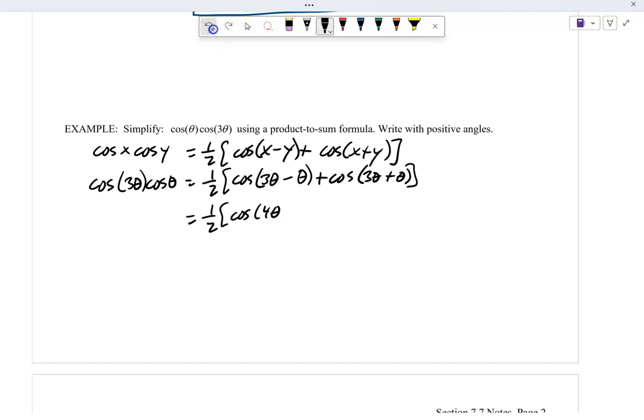Oops, what am I doing? Yeah, 3 theta minus theta. And there we are.